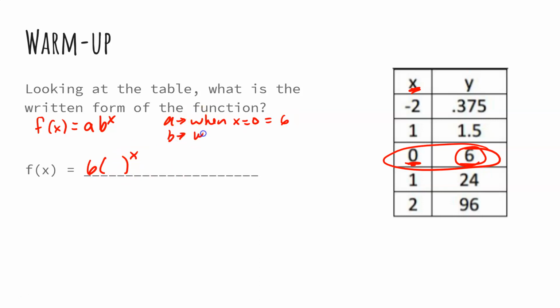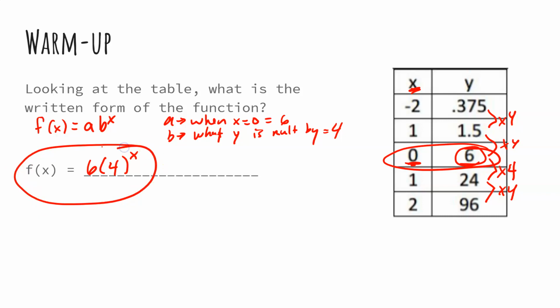My b, remember, is what y is multiplying by. Now, I could look at 0.375 to 1.5 and say, what am I multiplying by? And I'm not sure. So if I find two numbers like 6 to 24, I know to get from 6 to 24, I'm multiplying by 4. And then I could just check it. 24 to 96 is times 4, this is times 4, this is times 4. So my b value is 4. So 6 times 4 to the x is my answer.